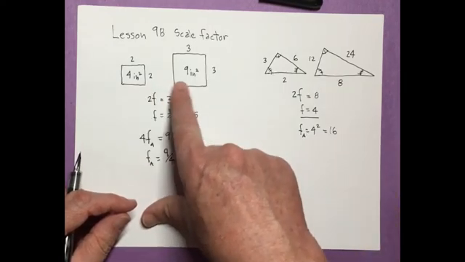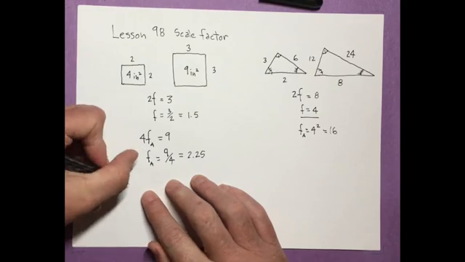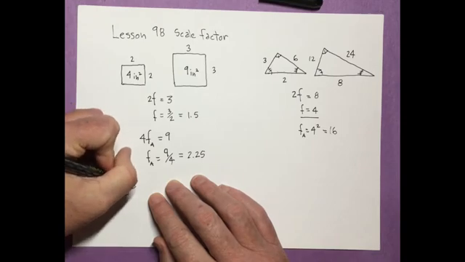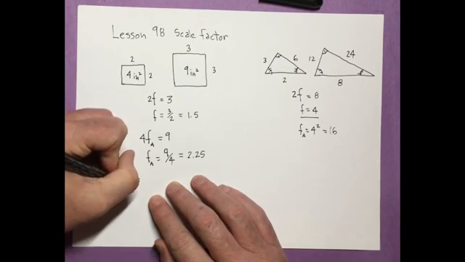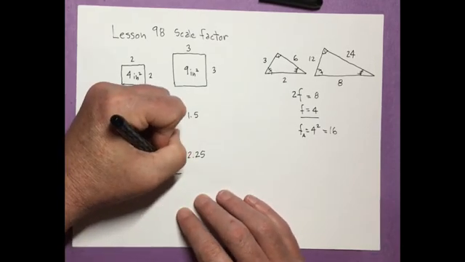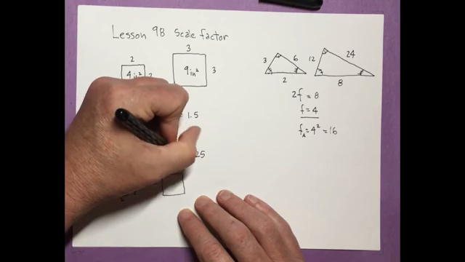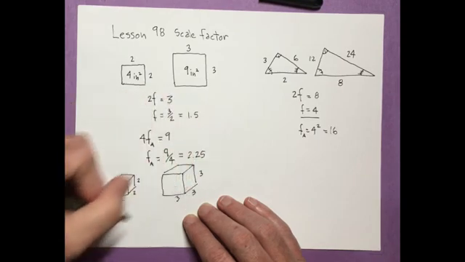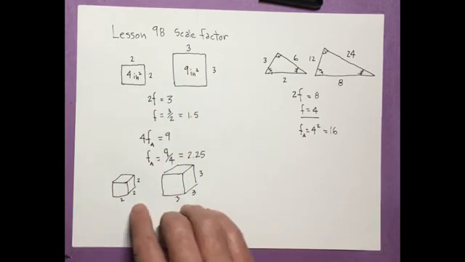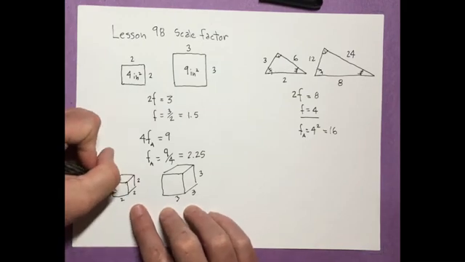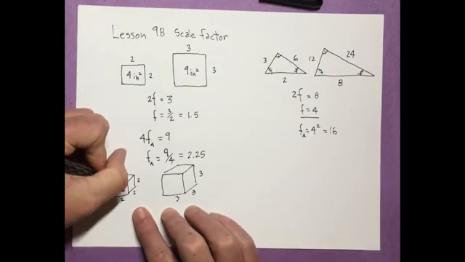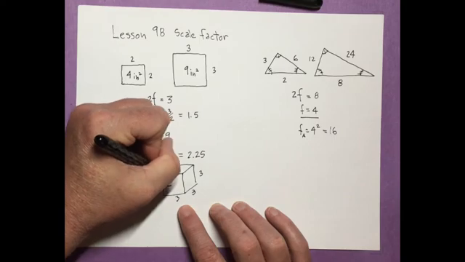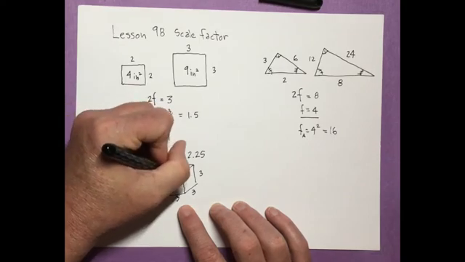Now, let's consider volume. Let's say I took these two squares here and I made boxes out of them. So I'm taking a 2 by 2 square, and we're making a 2 by 2 by 2 box, and I'm taking a 3 by 3 square, and we're making a 3 by 3 by 3 box. All right, so what's the volume of this 2 by 2 by 2 box? Well, it's 2 times 2 times 2, which is 8 cubic inches. And the volume of this larger box is 3 times 3 times 3, which is 27 cubic inches.